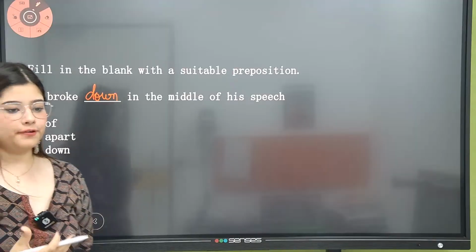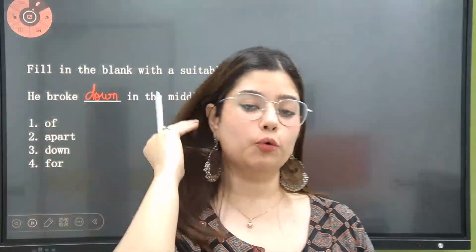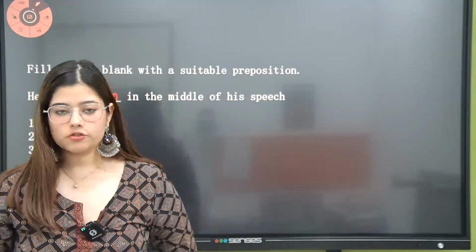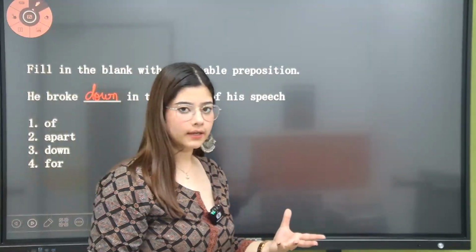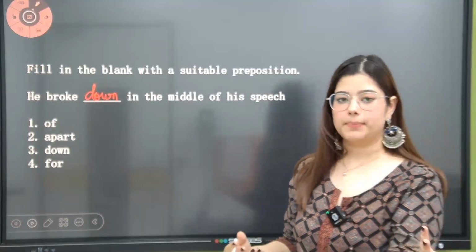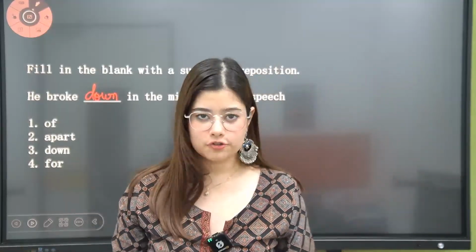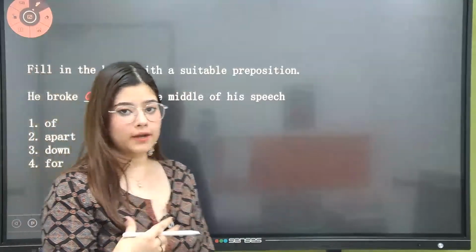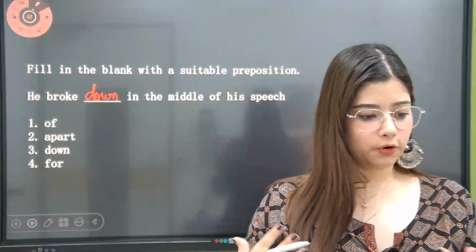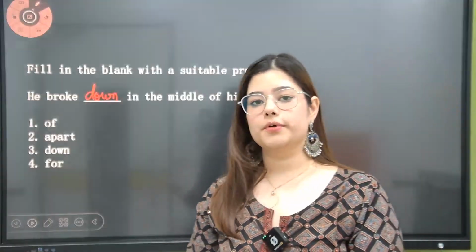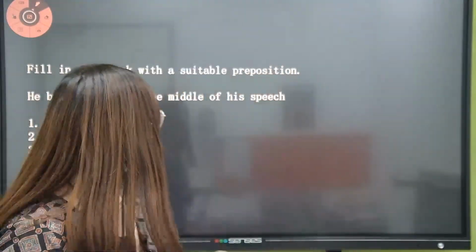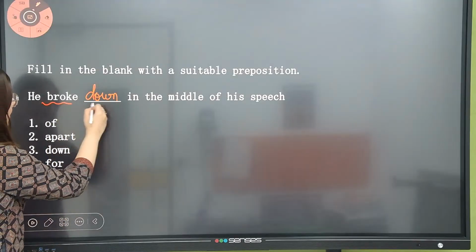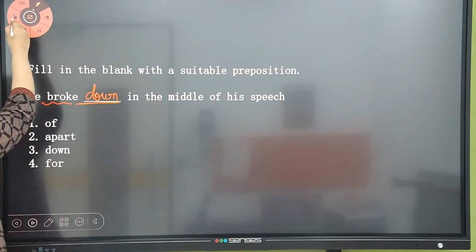Breaking down is a phrasal verb. It can have two meanings depending on the context of the sentence. When something stops functioning mechanically, that is also broke down. For example, my car broke down, so it stopped functioning. There was a mechanical glitch. So when you're heavy with emotions and you cannot take it anymore and you burst into tears, you break down. So broke down in the middle of the speech. Verb plus preposition, phrasal verb.